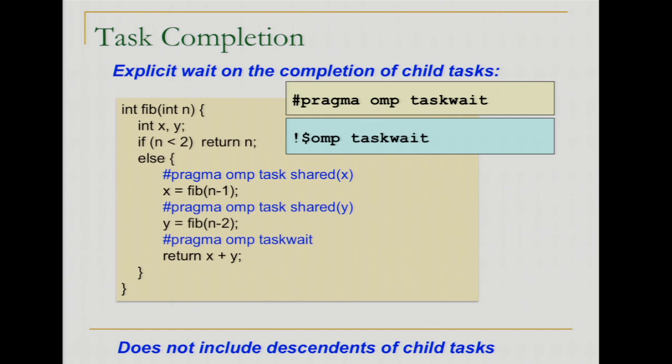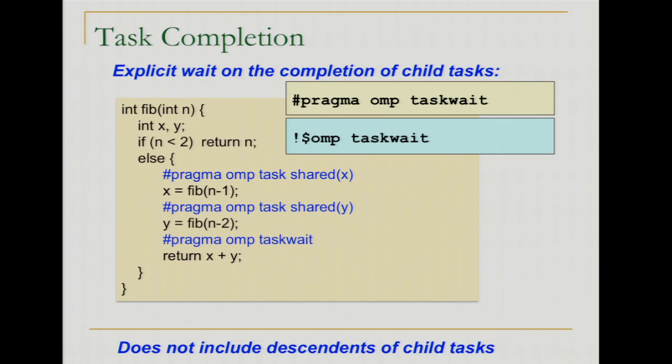So we've got a task with some shared data, another task being created, and now we've got a taskwait. And at that taskwait, we won't leave that taskwait until those two tasks have completed. It doesn't say anything about any other tasks, but those two tasks are guaranteed to be done. So taskwait enforces that extra piece of synchronization on the tasks.